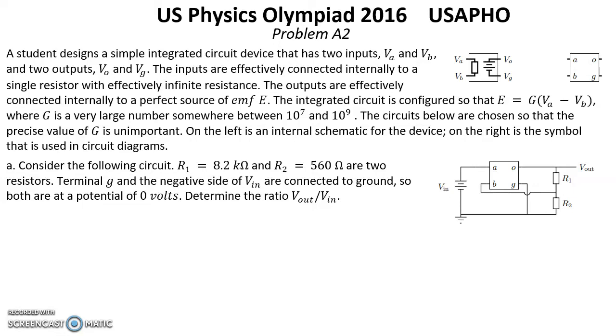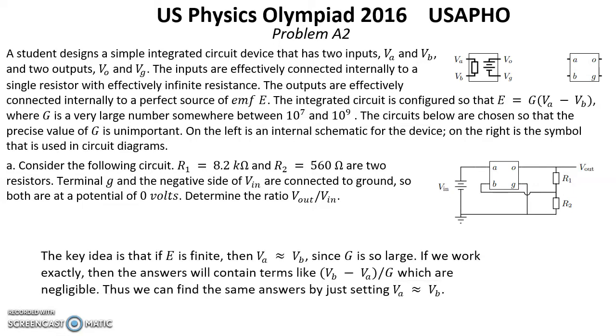Solution for question A. The key idea is that E is finite. Then VA is approximately equal to VB since G is so large. If we work exactly, then the answers will contain terms like VB minus VA over G, which are negligible. Thus we can find the same answers by just setting VA equal to VB.